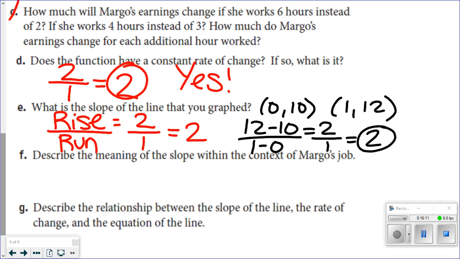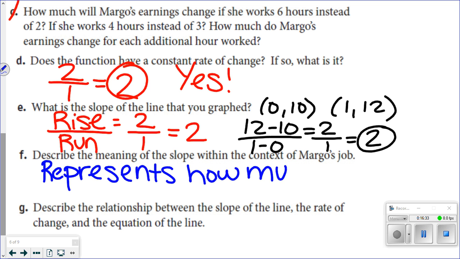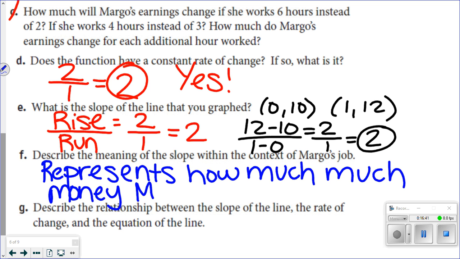Describe the meaning of the slope within the context of Margot's job. Well, my slope is 2, my rate of change is 2. Why would it be 2? Well, think. That represents how much money Margot earns each hour, per hour.